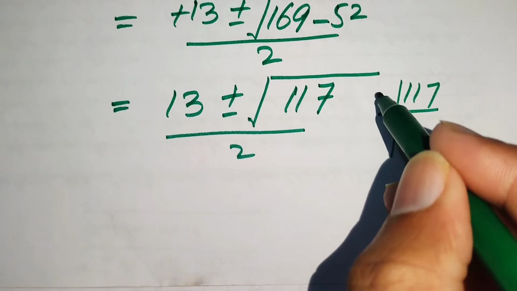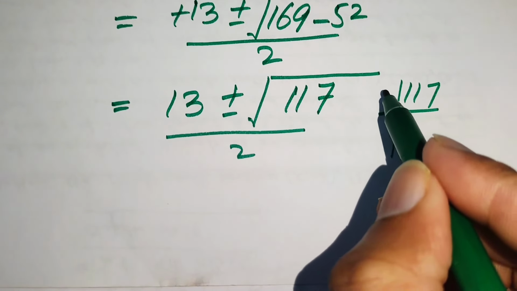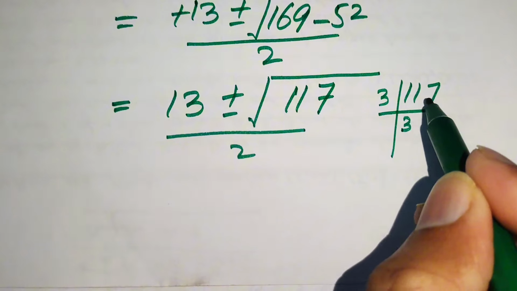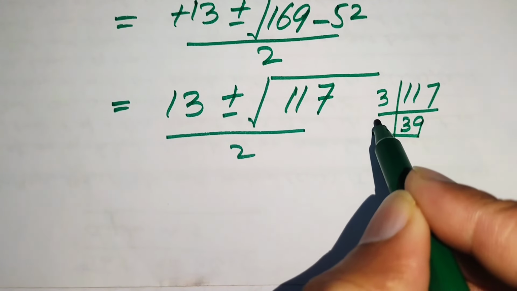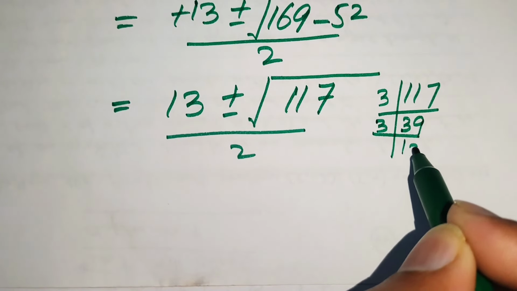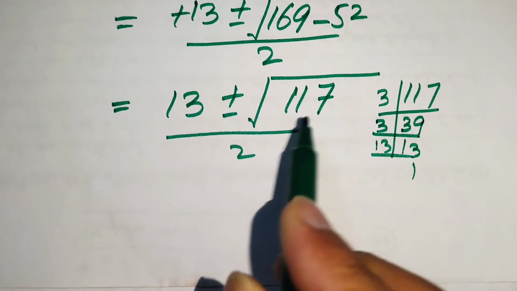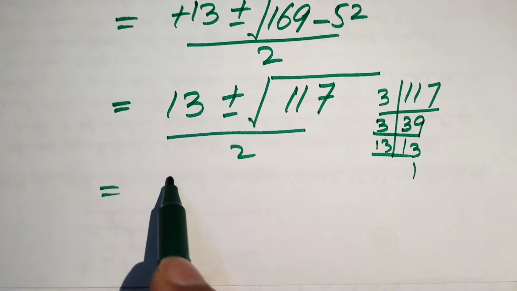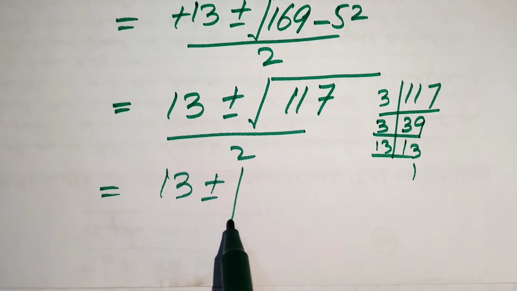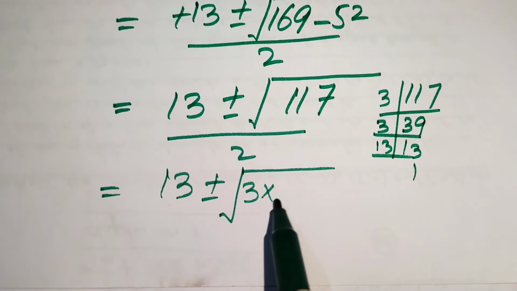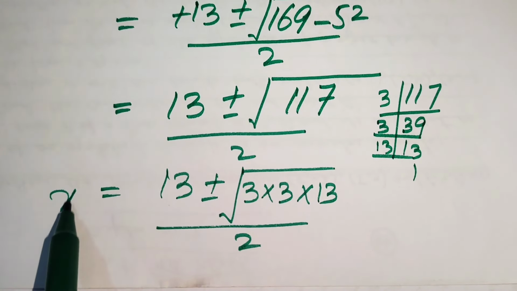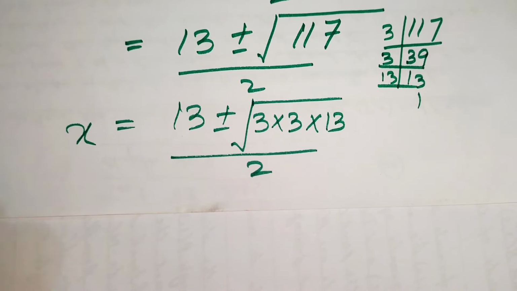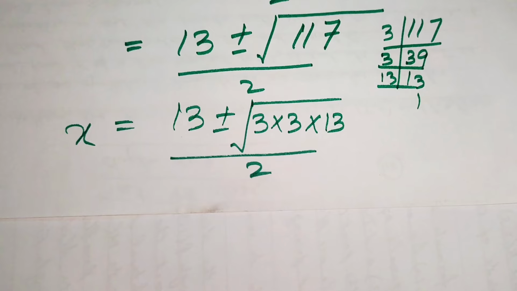So its prime factors are in this form: 3 3s are 9, and 3 9s are 27, and again we divide it by 3. 3 3s are 9, and 13 1s are 13. So here we get the prime factors of 117 are 3 multiplied by 3 multiplied by 13, and it is divided by 2 here, because we need these steps to find the answer of the given question in simplified form.